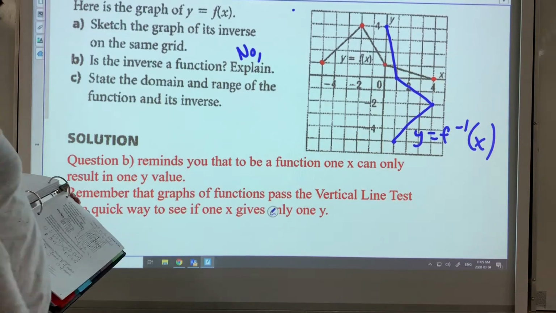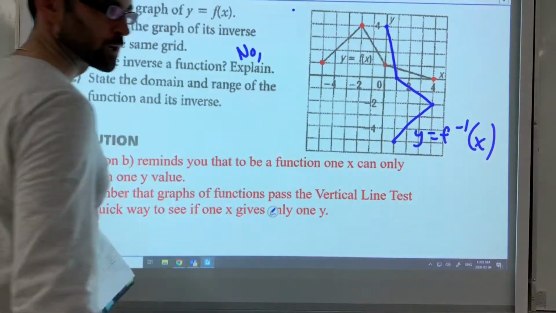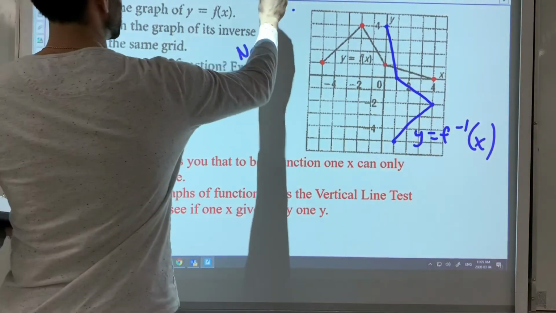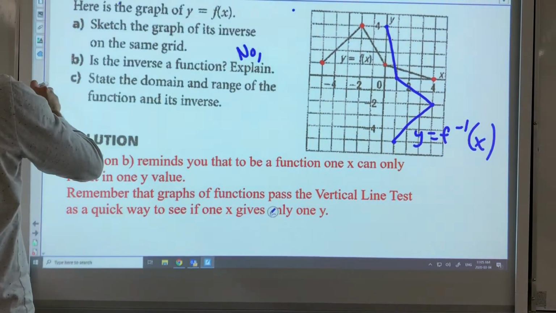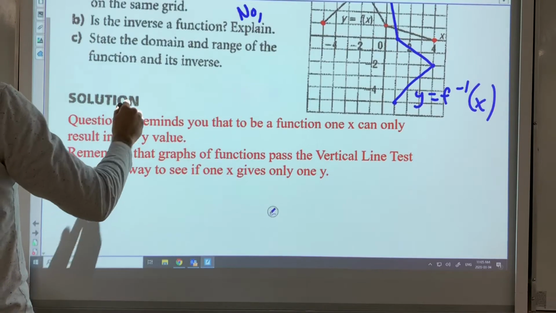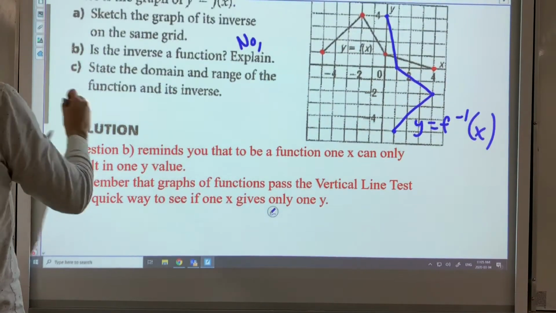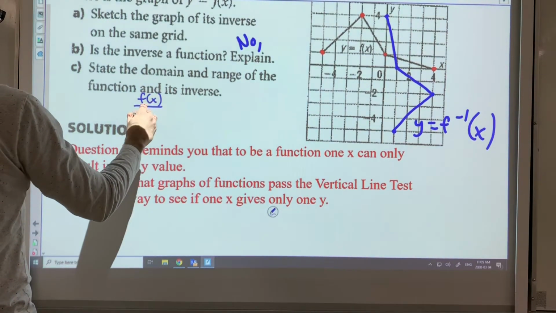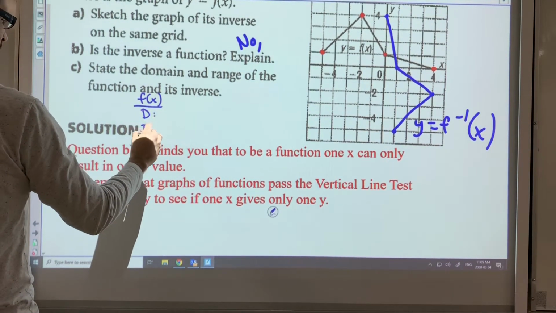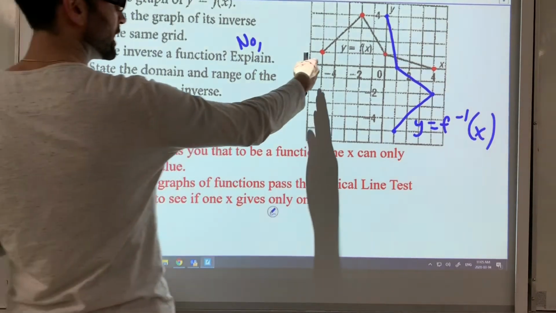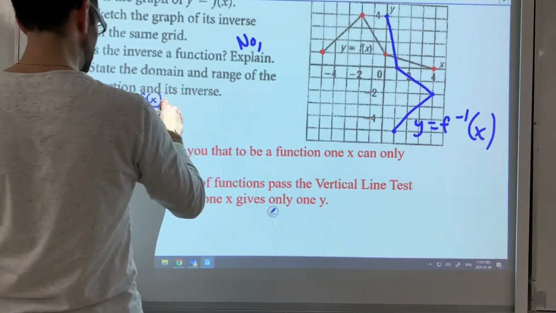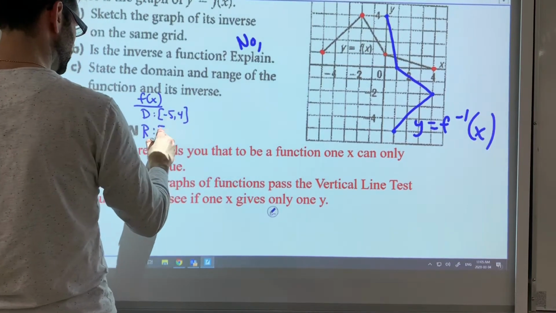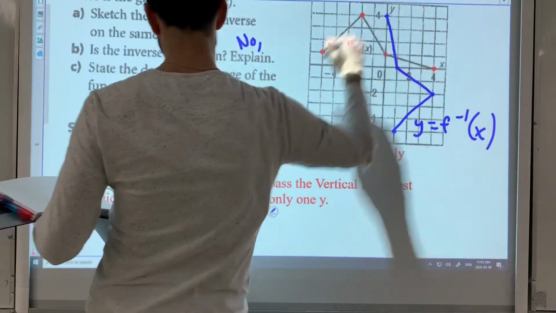Or you could say no, one x value has more than one y value. Now really quick, for domain and range, what would you be expecting? I wonder. So for the original f of x function, the domain and the range. So let's see, domain negative 5 to 4, and the range 0 to 4.